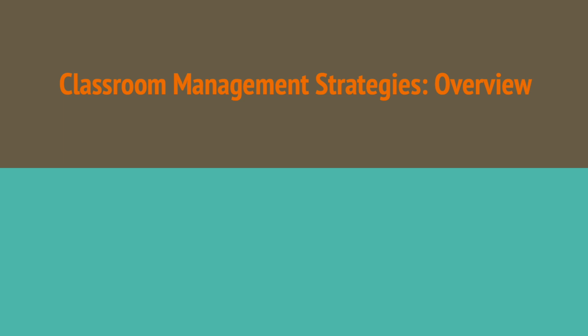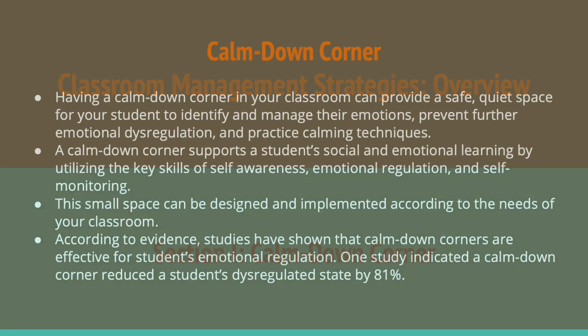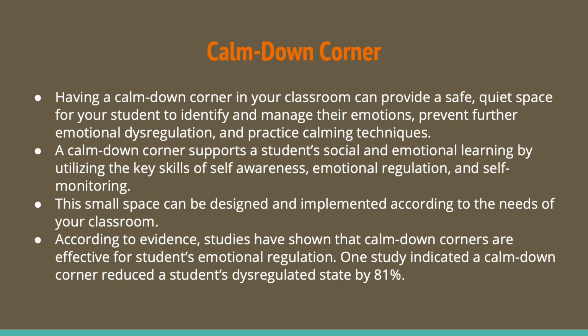In our first unit, we will be discussing a variety of classroom management strategies. Our first strategy in this unit is a calm down corner. A calm down corner can also be called a calming corner, peaceful corner, or a mindfulness spot. By having one in your classroom, this can provide a safe, quiet space for your student to identify and manage their emotions, prevent further emotional dysregulation, and practice calming techniques.